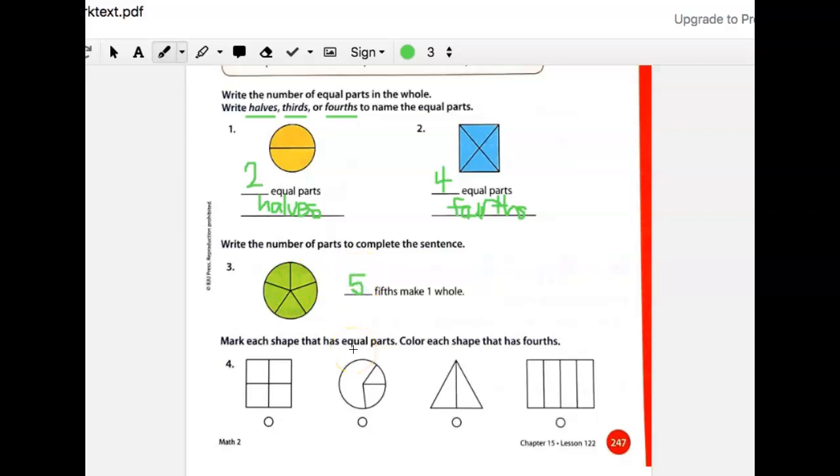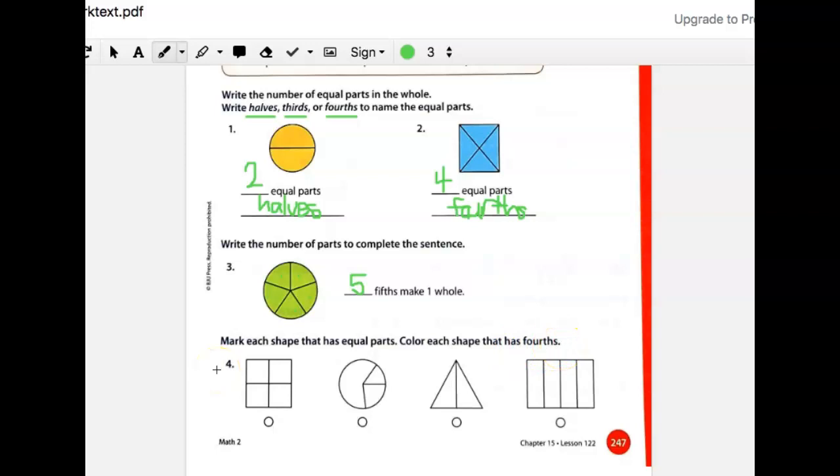Very good. For number 4, you're going to mark each shape that has equal parts and color each shape that has fourths. So there are 2 steps you have to do in order to complete number 4. So step 1, you're going to mark the shape that has equal parts. Step 2, color the shape that has fourths.